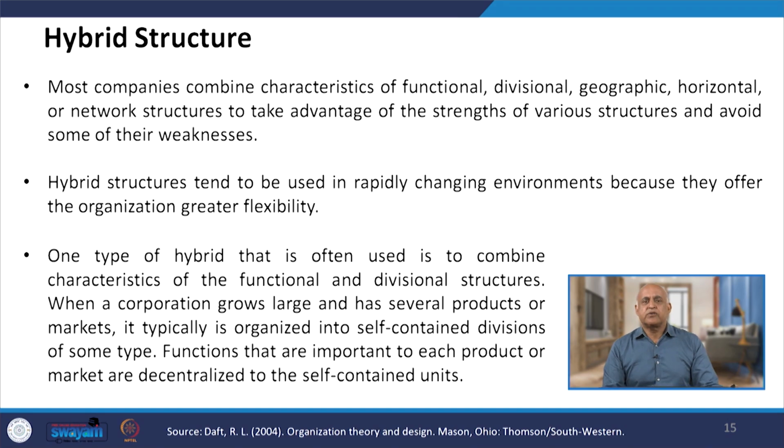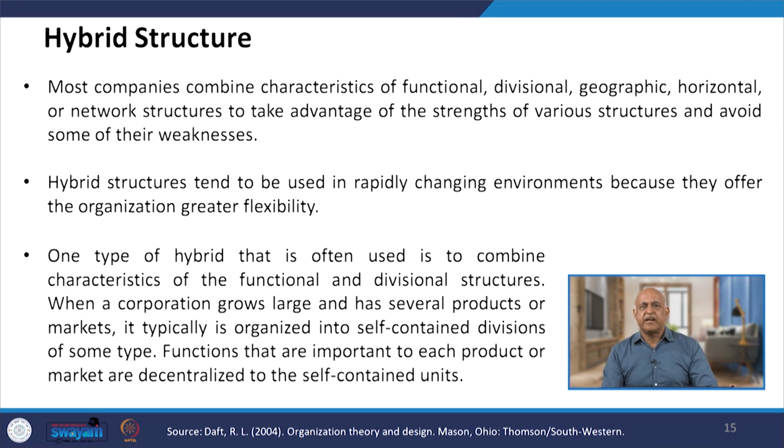So, what is the solution? The solution is the hybrid structure. Most companies combine characteristics of the functional, divisional, geographical, horizontal or network structure to take advantage of the strengths of each structure and avoid some of their weaknesses. Hybrid structures tend to be used in rapidly changing environments because they offer the organization greater flexibility.